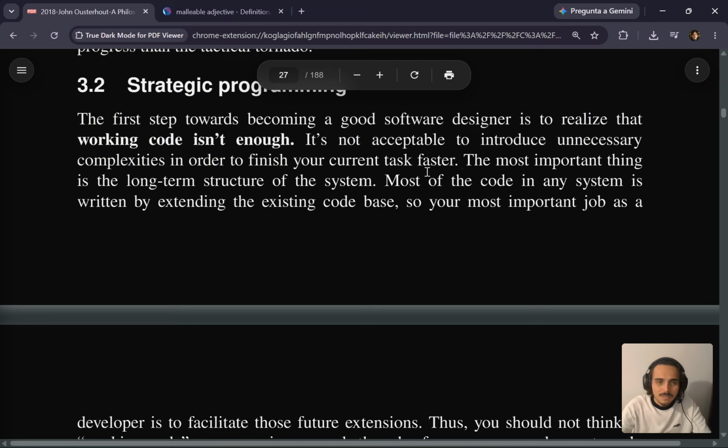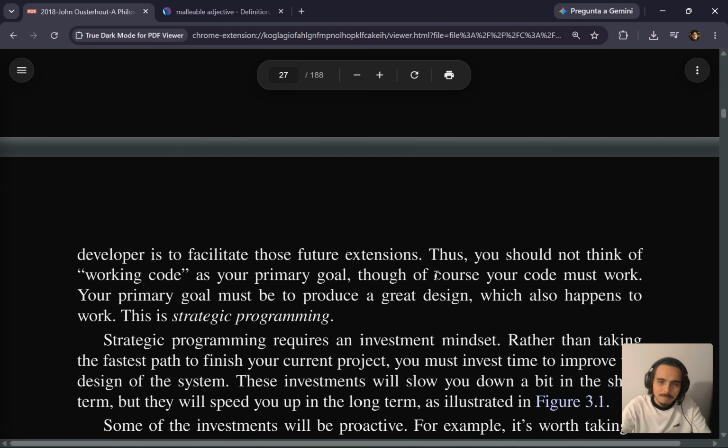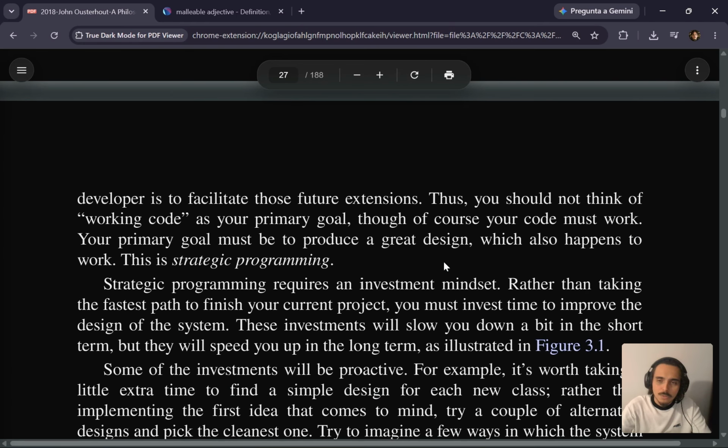The most important thing is the long term. Most of the code in any system is written by extending the existing code base. So your most important job as a developer is to facilitate those future extensions. It makes sense. Thus, you should not think of working code as your primary goal, though of course your code must work. Your primary goal must be to produce a great design, which also happens to work.